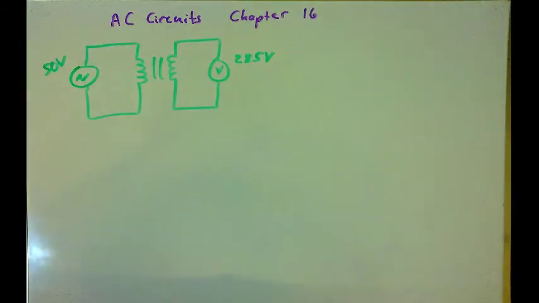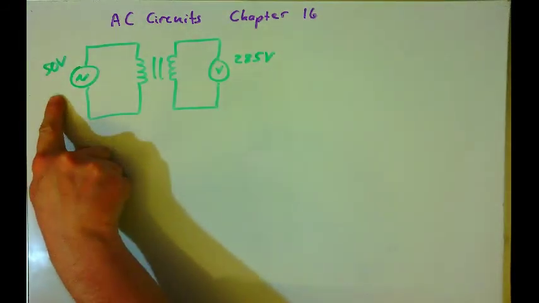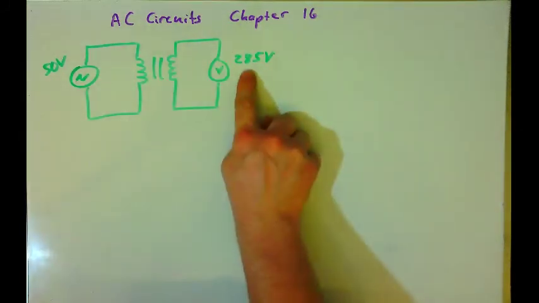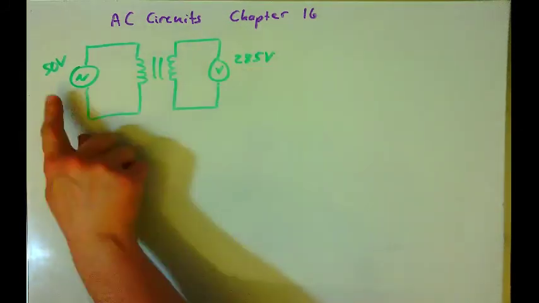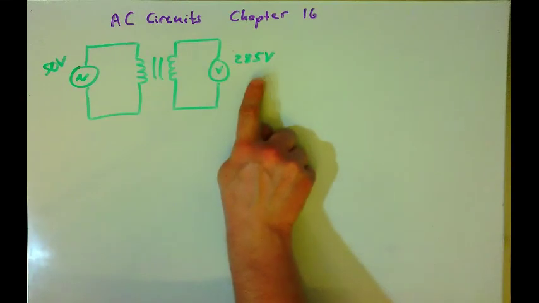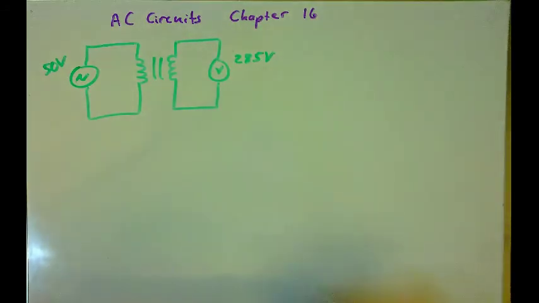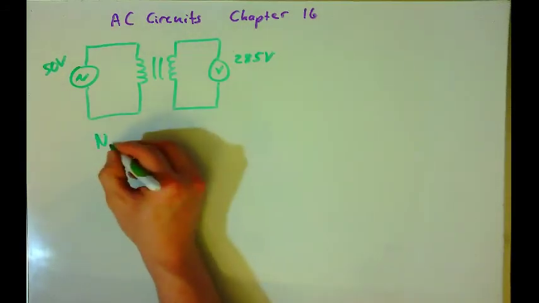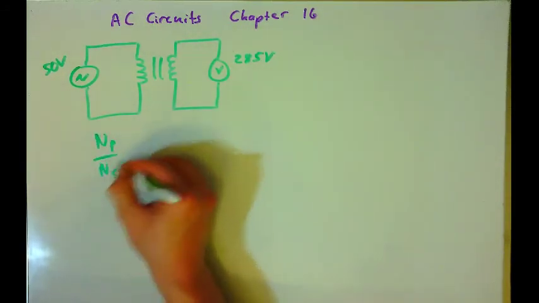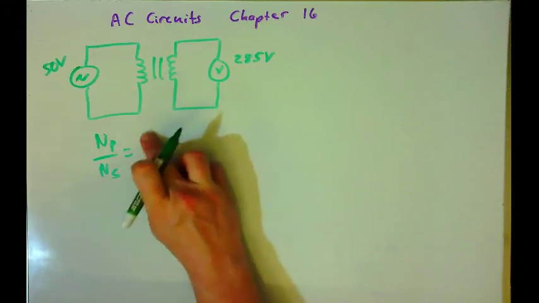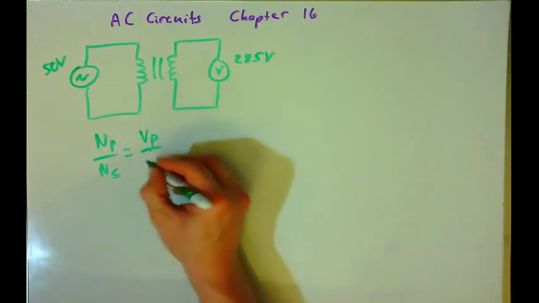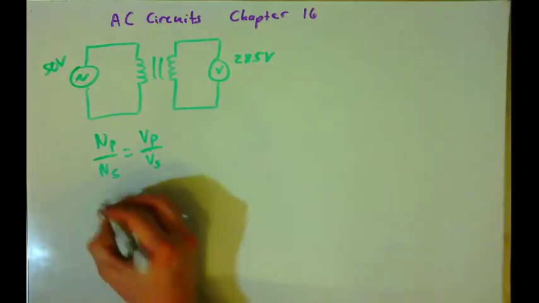In this example, we have a transformer circuit where the primary voltage is 50 volts. The secondary voltage is 285 volts. This is a step-up transformer. The voltage is higher at the secondary, and so this is a voltmeter. We're measuring that voltage. Now, we can say that the primary turns to the secondary turns is equal to the primary voltage divided by the secondary voltage.